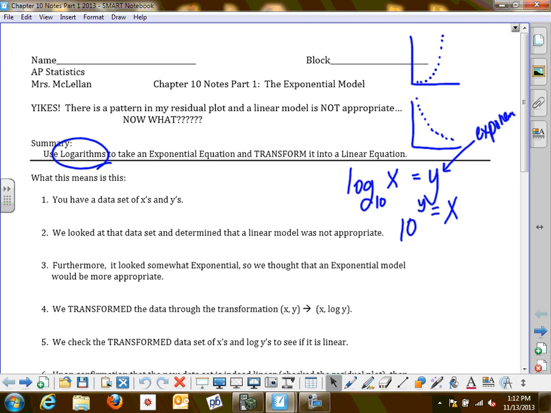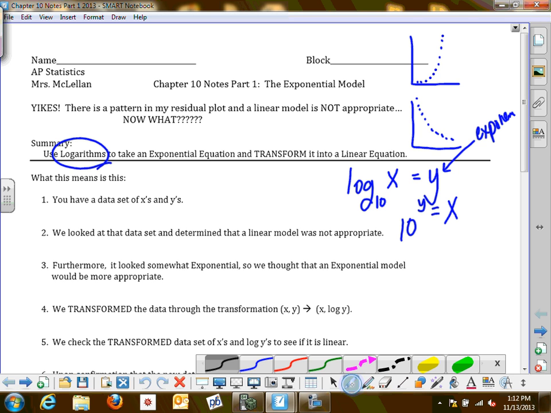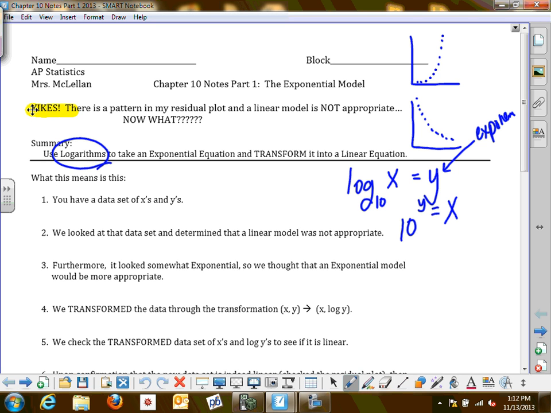how to graph this stuff. We've learned what residuals are. We have learned about linear correlations, and so on. Well, a couple days ago, something happened. You guys listen up. A couple days ago, look. There was a pattern in the residual plot.